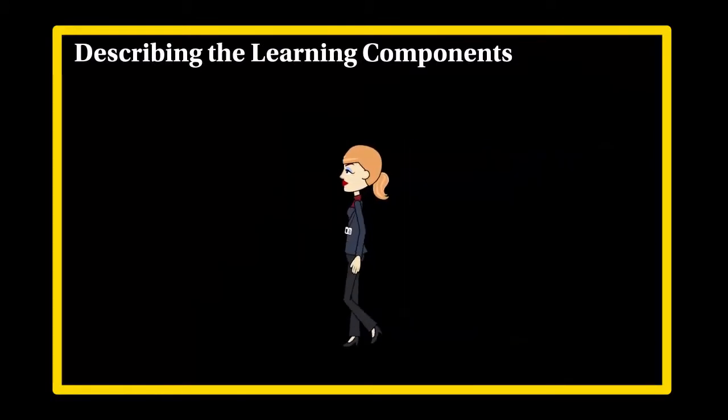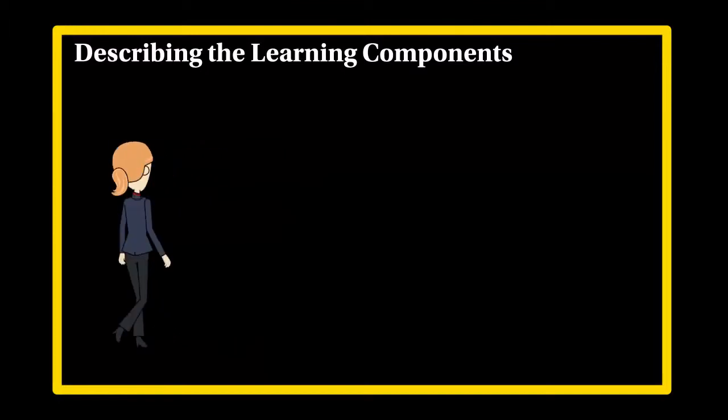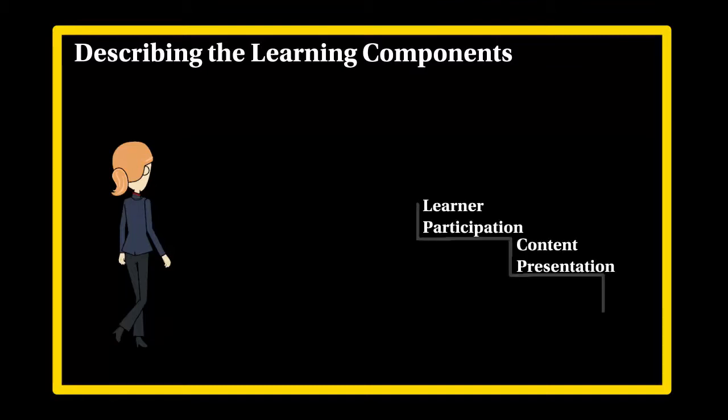Okay, you've sequenced and grouped your content. Now you'll dig deeper and describe the components. Consider the 4 areas of pre-instructional activities: content presentation, learner participation, assessment, and follow-through. You'll want to describe the appropriate things.